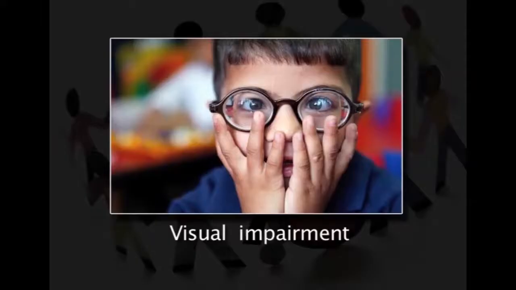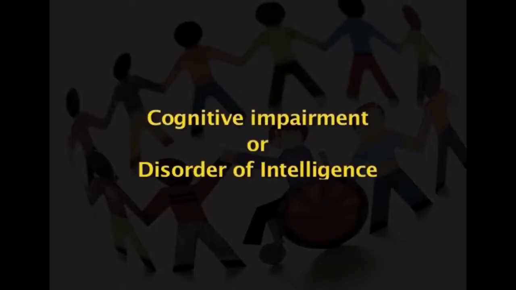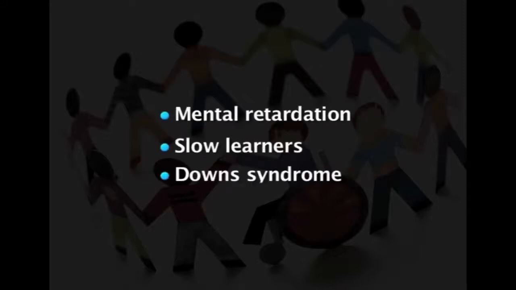Then the next one is the sensory impairment. Sensory impairment means something which has to do with the sense organs. So, as you know, the sense organs are the eyes and ears. So, under the sensory impairment, we have the visual impairment, which includes partial or complete blindness, and auditory or hearing impairment, which also includes partial or complete deafness. The next type of disability is cognitive impairment or disorder of intelligence. Under this, we have mental retardation, slow learners and Down's syndrome.